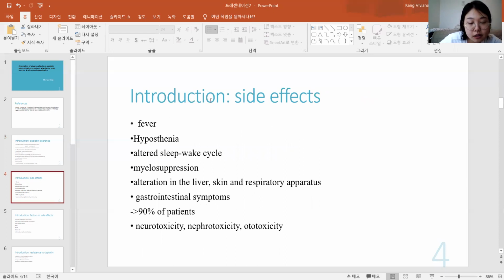Now, cisplatin displays several side effects: fever, hypothermia, altered sleep-wake cycles, myelosuppression, and alterations in the liver, skin, and respiratory apparatus, accounting for the common symptoms of cisplatin. Also, gastrointestinal symptoms are the most common, as 90% of the patients show symptoms such as vomiting. And in severe cases, there's neurotoxicity, nephrotoxicity, and ototoxicity.